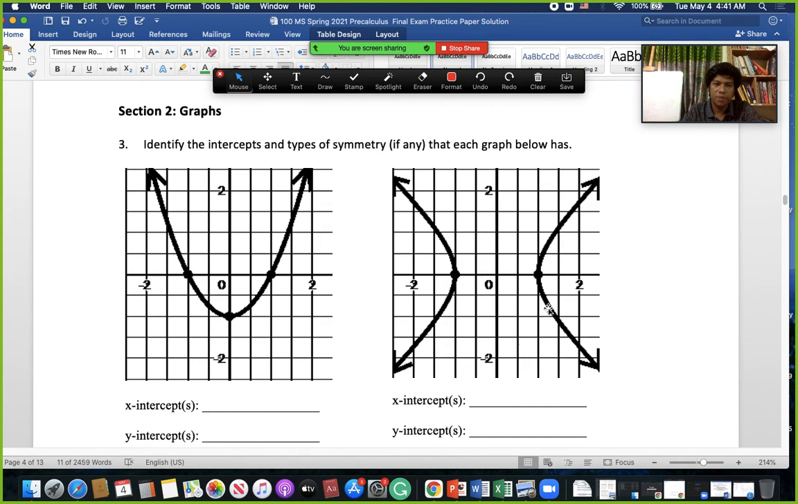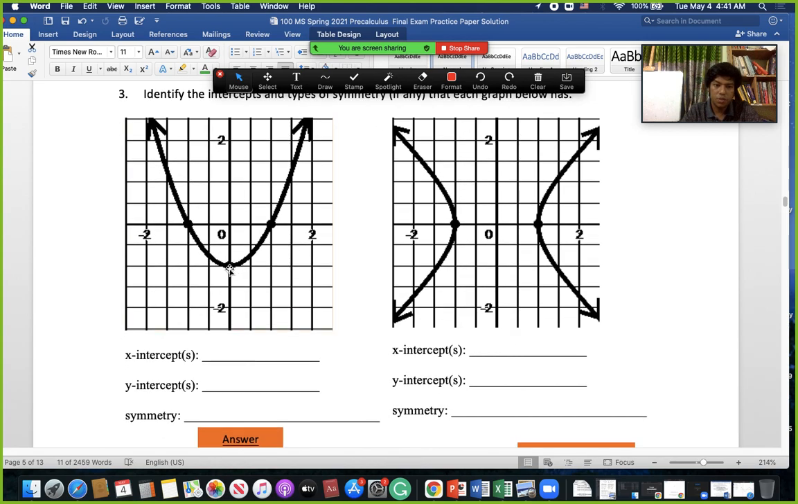This one we have to identify the intercepts and the type of symmetry. Intercept means this one, this one, this one are the intercepts. And symmetry means y symmetry, because left and right are the same. That's why here the intercept is this one and this one.